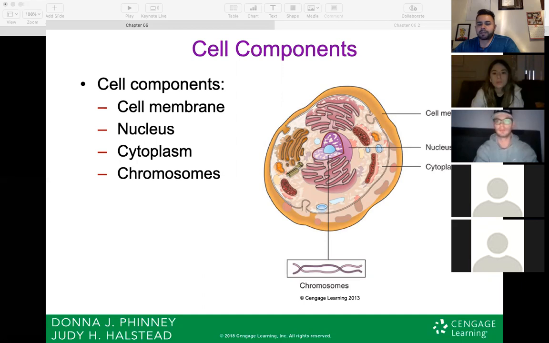The cytoplasm is all the liquid that's around. You can't really see it. It's a clear liquid, and it's what all the organelles inside of the cell are floating in. Okay, that's the cytoplasm. The chromosomes are found within the nucleus. There are millions of tiny little chromosomes packed inside the nucleus, which is the center of the cell, the blue part. And that's what contains all of the DNA.